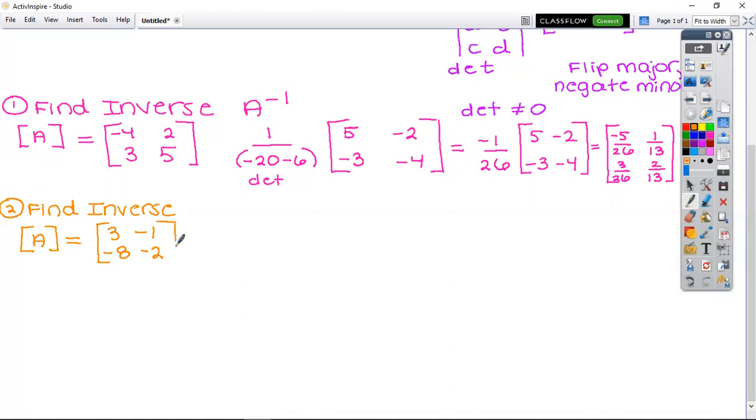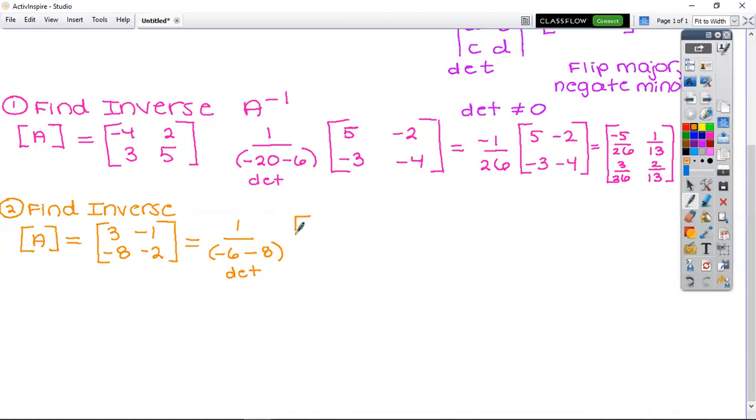And then again, just do your formula. So this is equal to 1 divided by the determinant. So that's how the 2 days kind of mesh together. So my determinant, I am going to do 3 times -2, which is -6, and then minus, because it's always minus, and then -8 times -1 would be 8. So there's that work. And again, that's your determinant. Just note to self there.